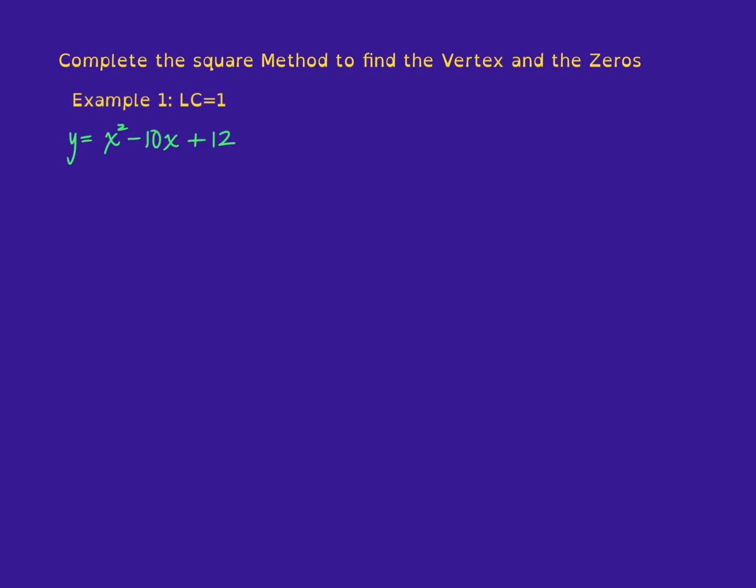Okay, today I'm going to redo the video on the complete the square method to find the vertex and the zeros, and also ultimately the vertex form and the factored form of a quadratic function in standard form. I will do two examples. Example 1 has a leading coefficient of 1, and example 2 has a leading coefficient other than 1. Although I would say it's not my favorite method to use when you have a leading coefficient other than 1, we still need to cover it.